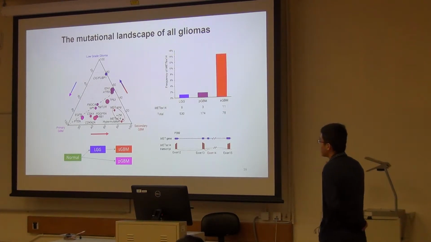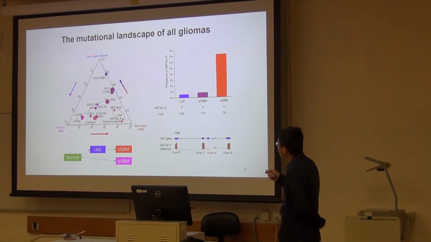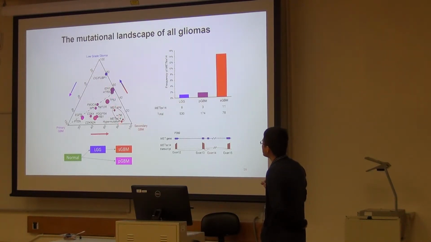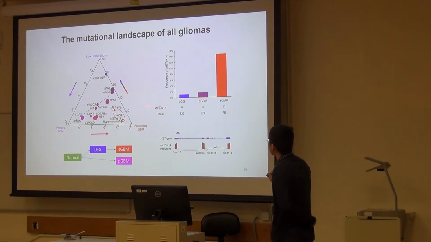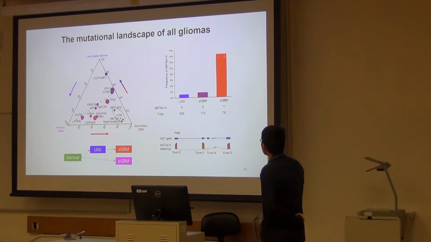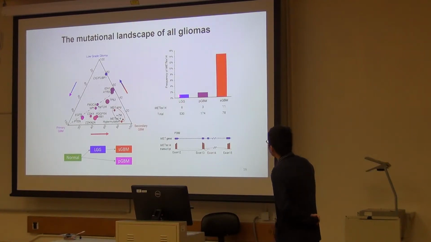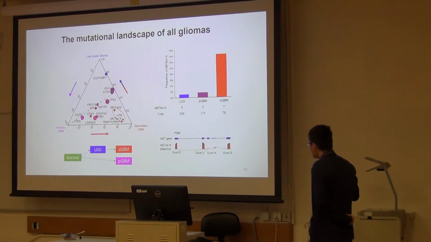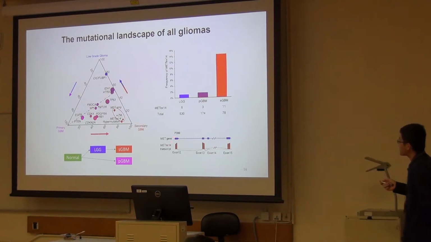It is grade 4 as diagnosis. Okay, because this is three different types of disease, we can do the enrichment analysis to see which genes are enriched in SGBM. The result turned out the MET exon 14 mutation is the most enriched mutation in SGBM, happening in around 14% of patients. However, the same mutation happens only in 1 to 2% in the low-grade and primary GBM. To be more clear, this mutation is actually a deletion of one exon in the MET oncogene.